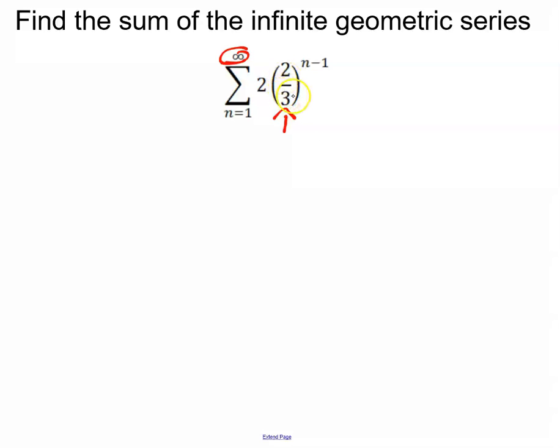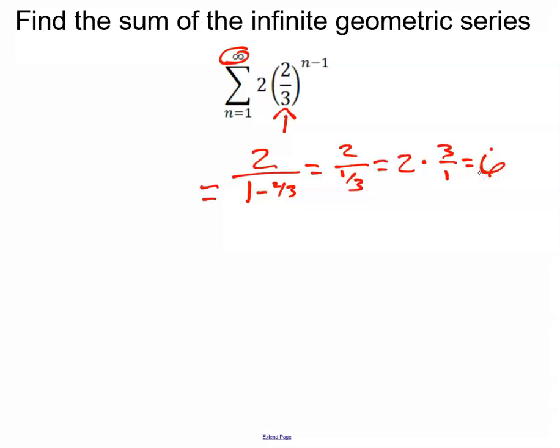This one is 2/3, which is between -1 and 1, so we can find the sum of this one. It's going to start with the first term. If you plug in 1 here, you get 1 minus 1, which is 0. 2/3 to the 0 power is 1, and 2 times 1 is 2. So you've got 2 over 1 minus your common ratio, which is 2/3. 1 minus 2/3 is simply 1/3. And 2 divided by 1/3 is the same thing as 2 times 3 over 1, which is 6.